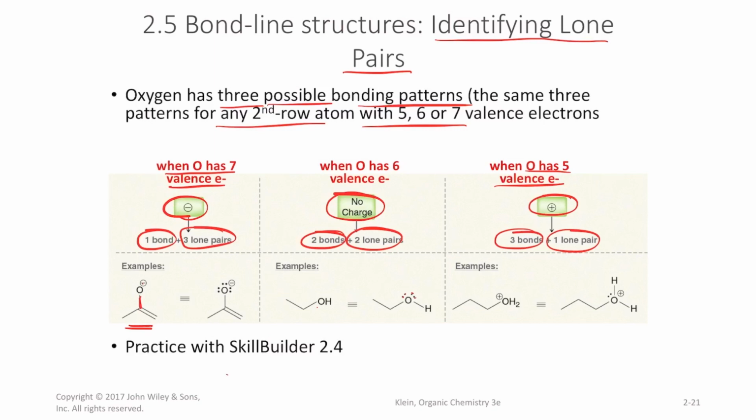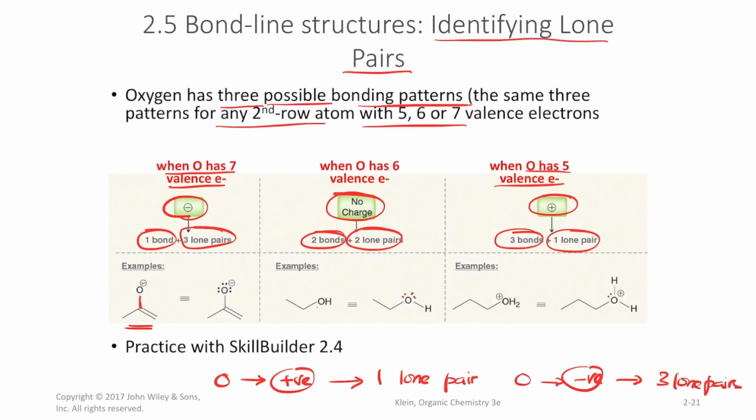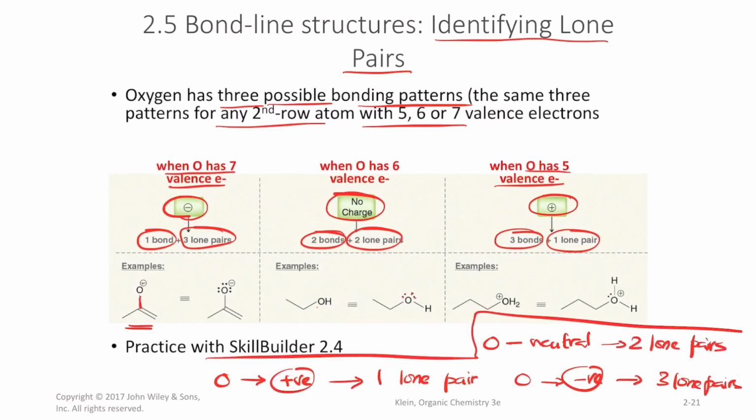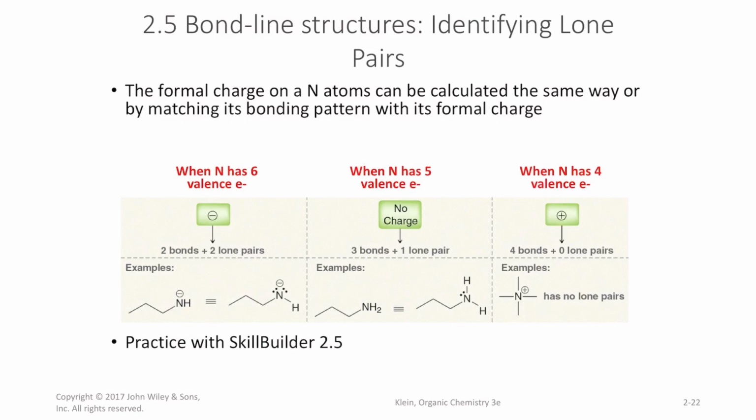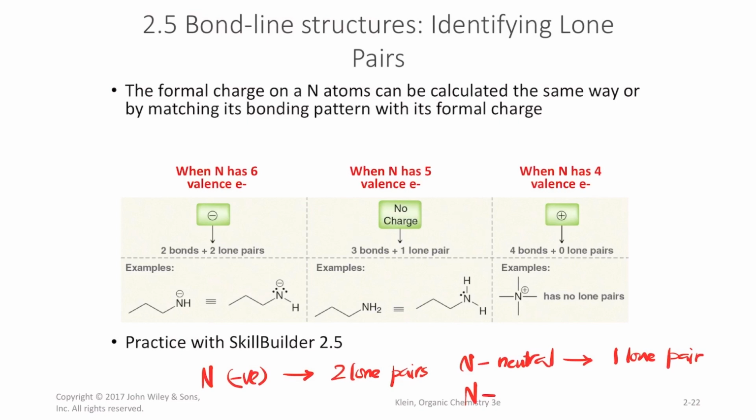So when the oxygen has a positive charge, it has one lone pair. When oxygen is negative, it has 3 lone pairs. When oxygen is neutral, it has 2 lone pairs. So if you want, write it down somewhere so that you don't forget this idea behind oxygen. In the same way, if nitrogen has a negative charge, it means it has 2 lone pairs. When nitrogen is neutral, it has 1 lone pair. When nitrogen is positive, it has 0 lone pairs. So this is the idea behind the lone pairs.